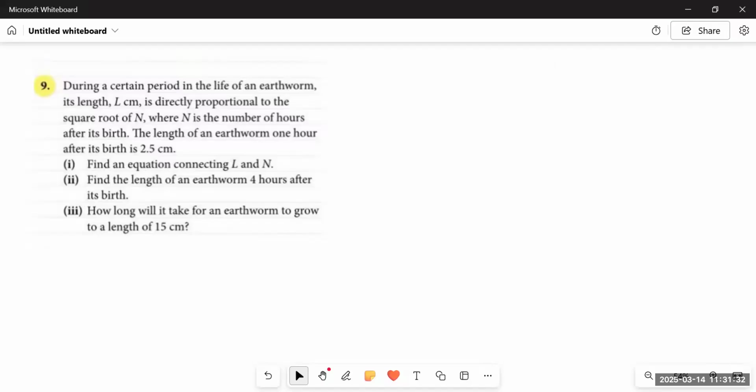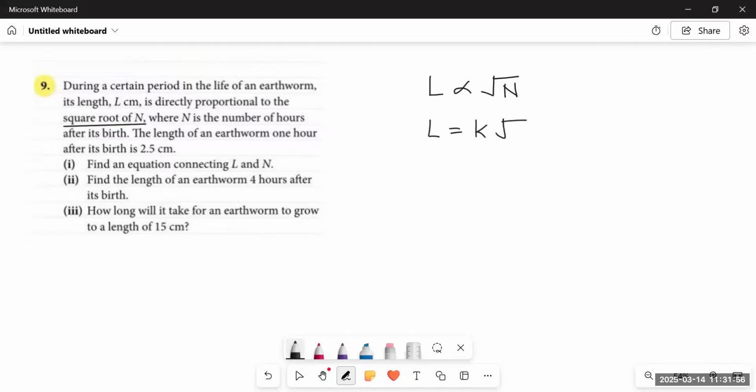In the next question, it says during a certain period in the life of an earthworm, its length, L centimeters, is directly proportional to the square root of N. So first, let us write down the equation. Length L is directly proportional to the square root of N. So the equation would be L is equal to K under root N, where N is the number of hours after its birth.